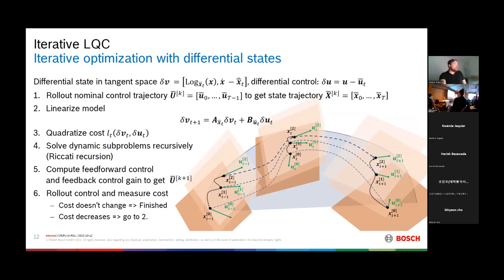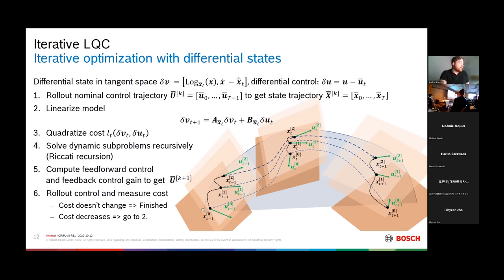Let's see what the differential state is. In the case of a Riemannian manifold, as I mentioned, for the position, this is just a deviation from the current state of the manifold, or in other words, the log map. And here I use x bar as the nominal trajectory. For velocities, we can define it using the standard Euclidean difference. And we can also define differential control the same way. The main iteration loop of iterative linear quadratic control is to first roll out the nominal control trajectory. So at iteration k, we have this control trajectory, which we integrate forward to get the nominal state trajectory.